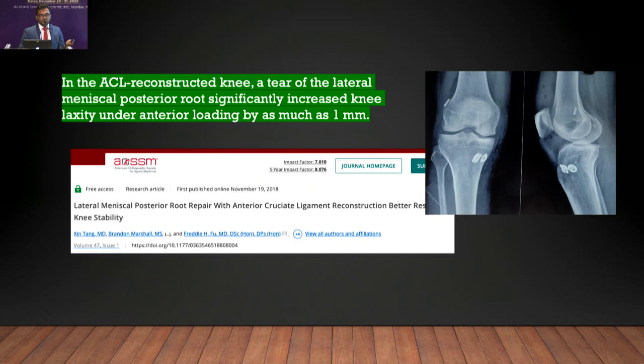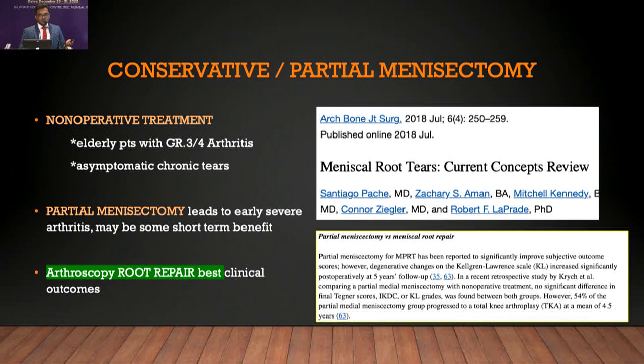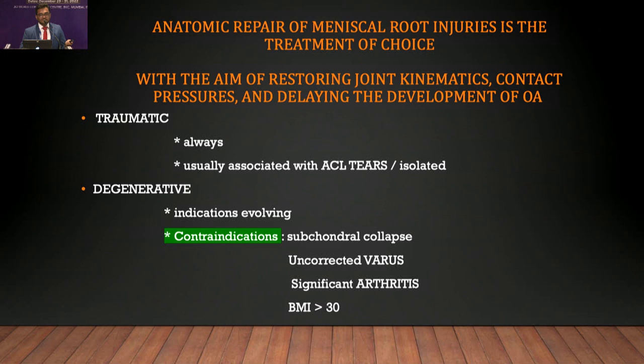So what is the treatment of these root tears? Non-operative management should be considered in elderly patients who have very severe arthritis, or asymptomatic chronic tears; you can conserve them. If you land up with a partial meniscectomy, they will have early good results, but later on they will soon develop severe degeneration. Arthroscopic root repair gives the best clinical outcome in the current era. What are the indications? Always traumatic cases and acute presentations, you always repair them. In degenerative cases, the indications are still evolving. However, the contraindications are severe varus collapse, significant arthritis, or a BMI more than 30.